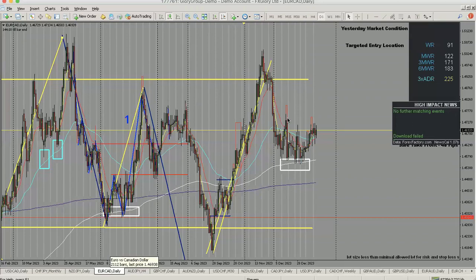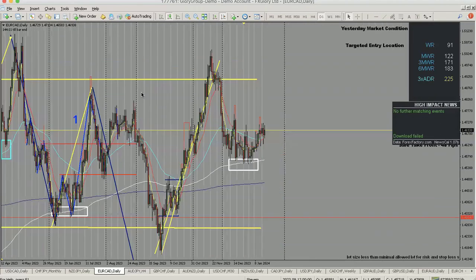EUR AUD trying to make a move higher. Notice the lower low, lower high, lower low, lower high, lower low. Change of character here. We want to see another break and a retest. At the minute, it's off the correct EMA. It's in the middle of the zone.